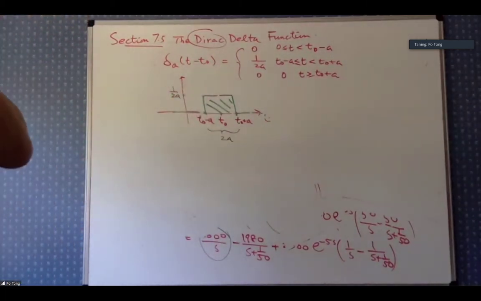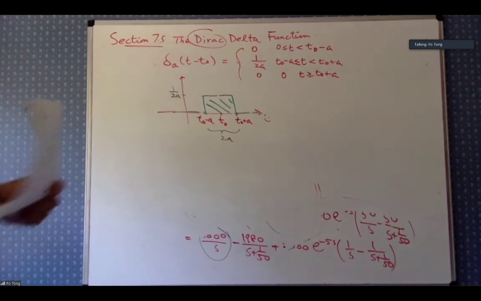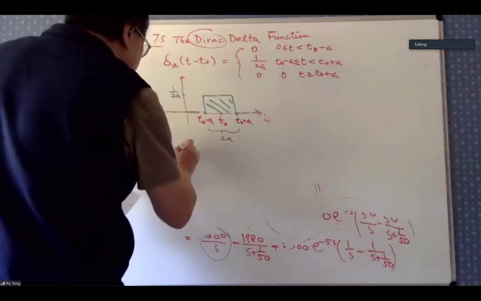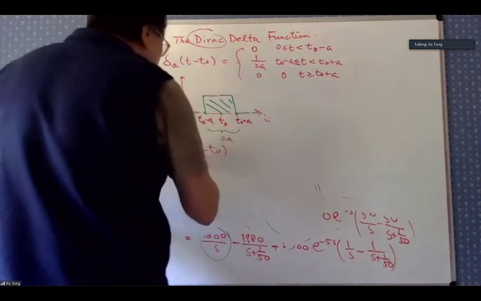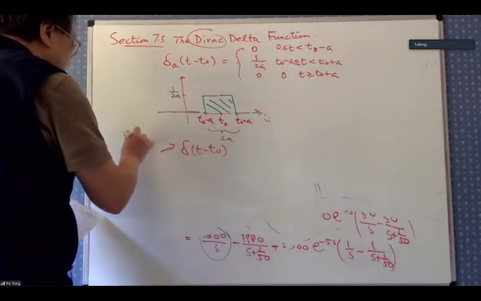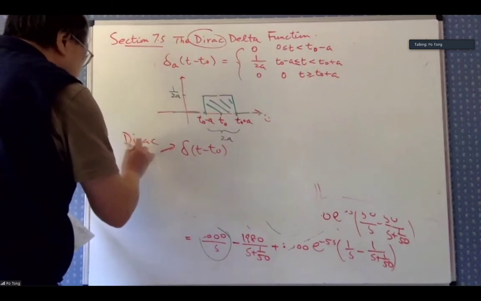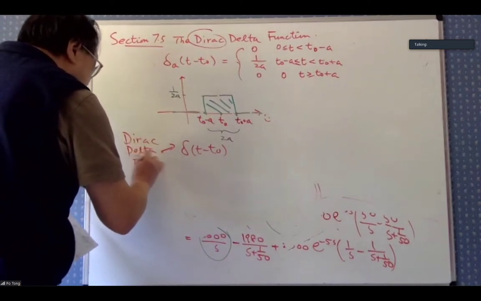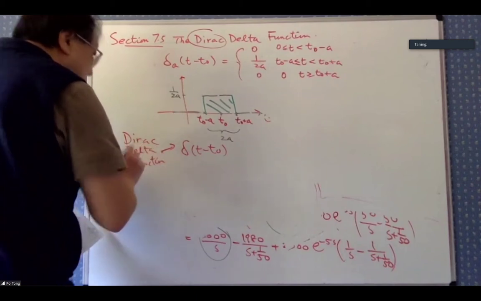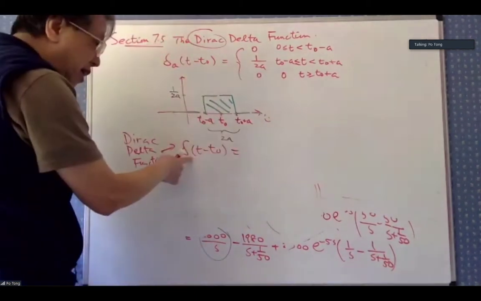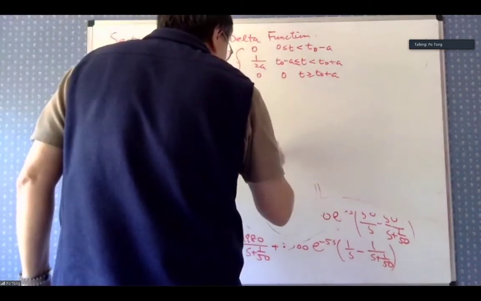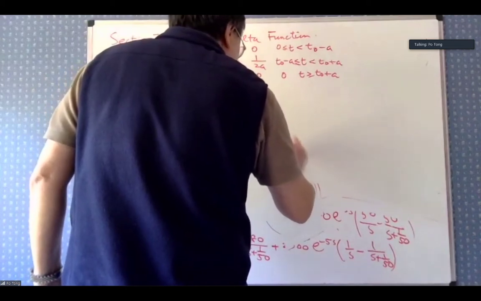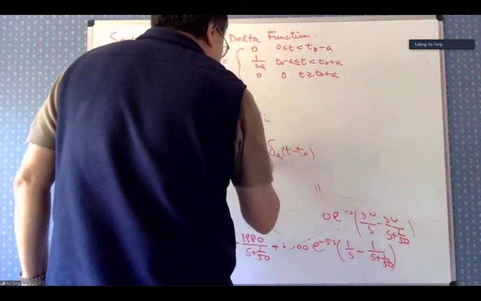Okay. Now, this function here, delta t minus t0, is called the Dirac delta function. It's actually equal to, this one doesn't have the a here. That one has the a there. It's the limit of delta a, t minus t0, as a approaches 0.